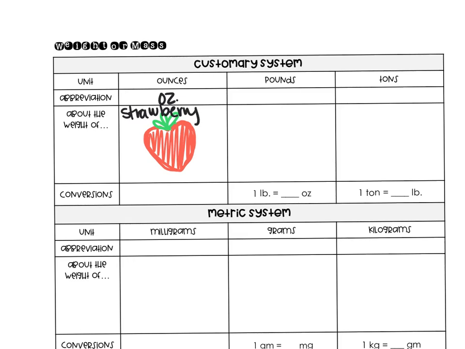There are no conversions because ounces are the smallest option here. Pounds is actually abbreviated LB, which is a little odd, and a pound equals 16 ounces. It's about the weight of a pineapple. If you get pineapples from the store, they're one of my favorites. So pineapple.